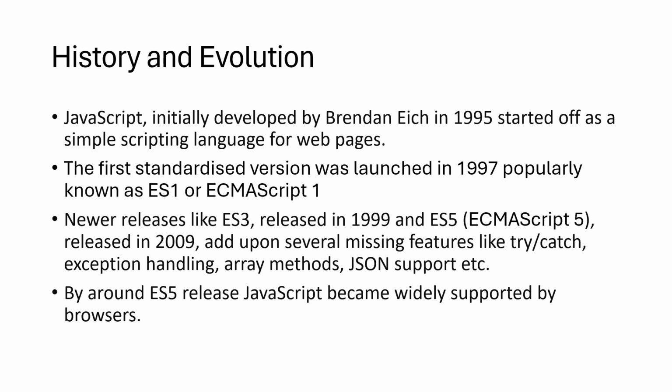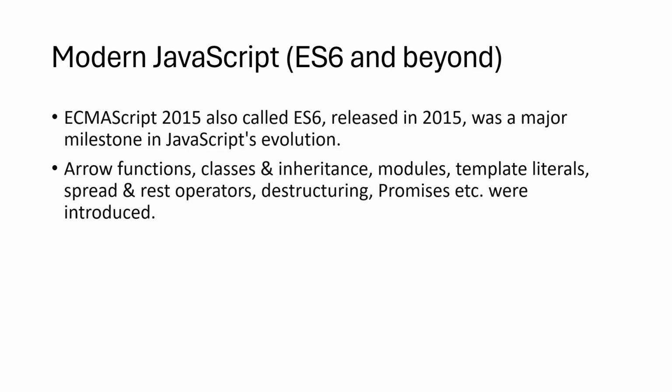ES3 or ECMAScript 3, released in 1999, added new features like try-catch and exception handling. ES5 or ECMAScript 5, released in 2009, added several more missing features like array methods, JSON support, etc. ES6 or ECMAScript 2015, released in 2015, can be considered as the first modern JavaScript version. Subsequent to ES6, a new release is being made every year, bringing more and more new features into the JavaScript ecosystem.